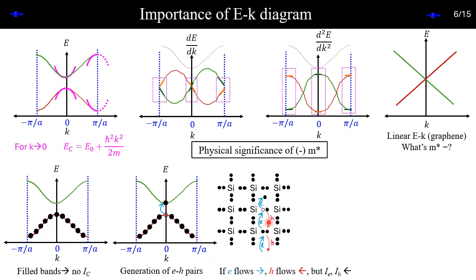Now we have a vacancy. That vacancy is referred to as a hole, an absence of an electron. And every time another electron comes to this place, the hole also moves. That means holes move in the direction opposite to the electron. Is this clear?